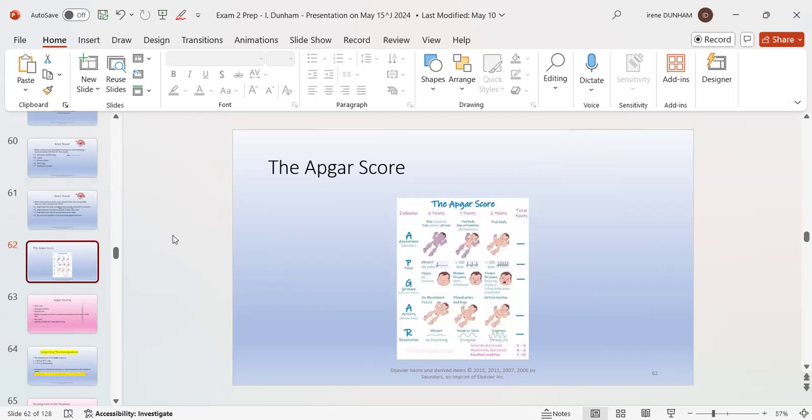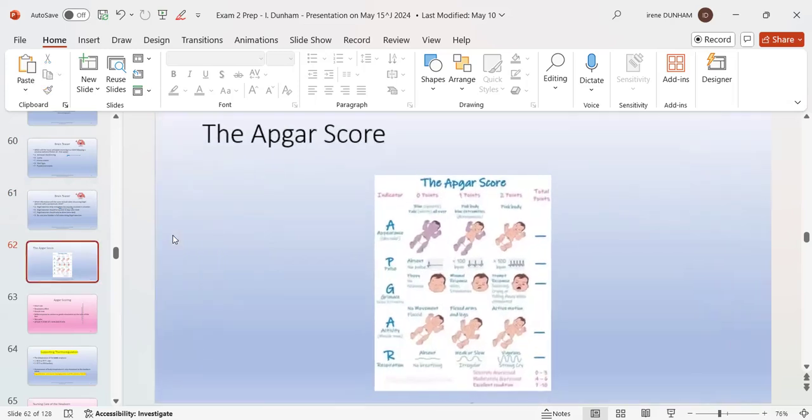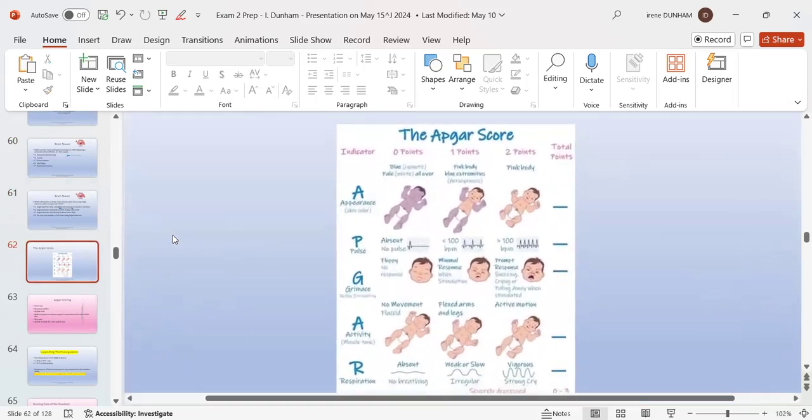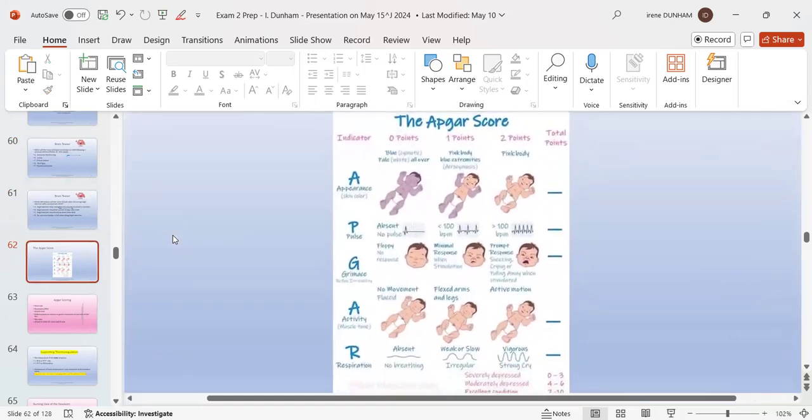APGAR scoring, you just had this, I think, but we'll go over it a little bit because they might have a question. In your HESI book, it's a really good chart. It's on page 196, called the APGAR assessment, table 6.3. We're looking at the baby.